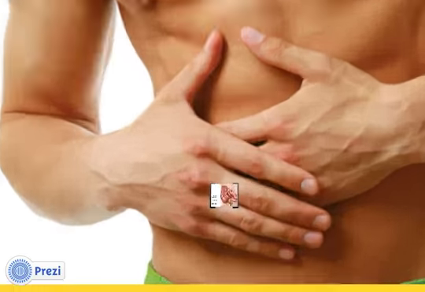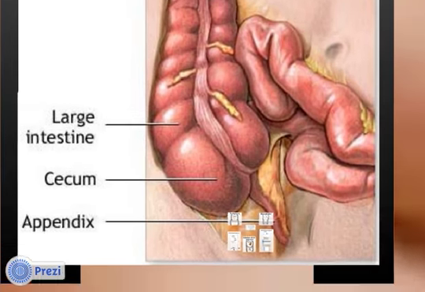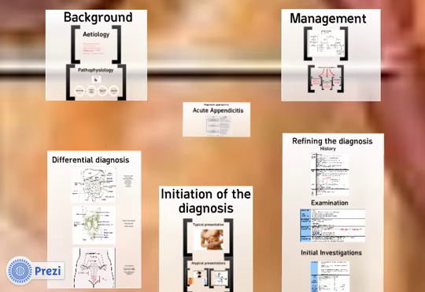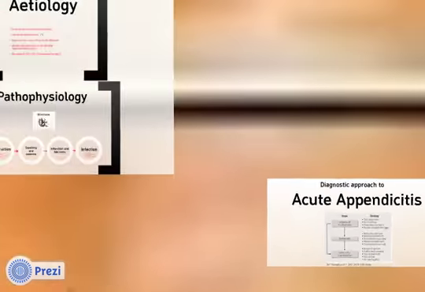The appendix is usually located on the posterior medial wall of the cecum, 2 centimetres below the ileocecal valve, explaining its usual presentation with right iliac fossa pain. This screen gives an overview of the topics presented during the course of this presentation. In particular, there'll be a focus on some clinical reasoning strategies which can be useful to improve the diagnostic approach to acute appendicitis.